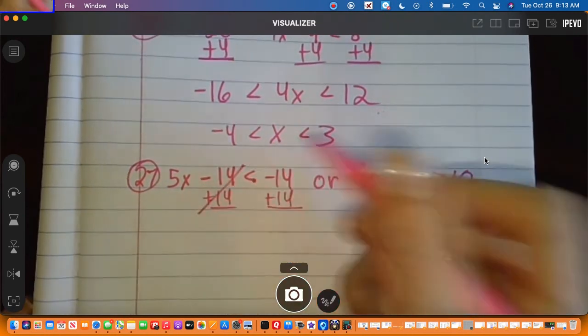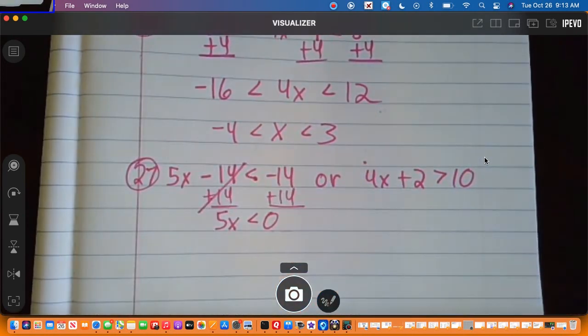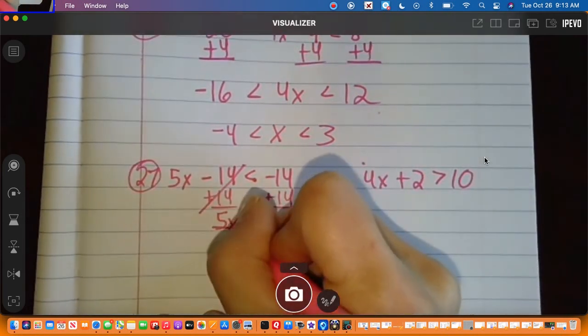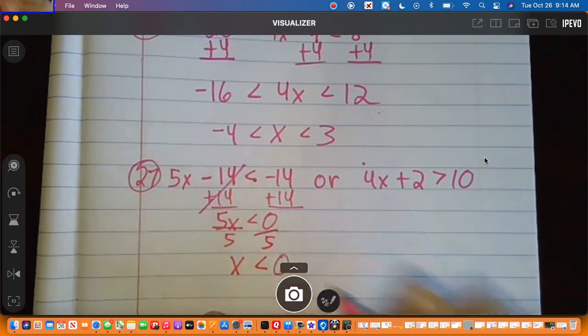All right, I know that confuses people. 5x is less than 0. Any questions on this? Bryson, you getting this? What's your question? Never mind. Okay. Now, what am I going to do? Divide by 5. So I get x is less than 0.